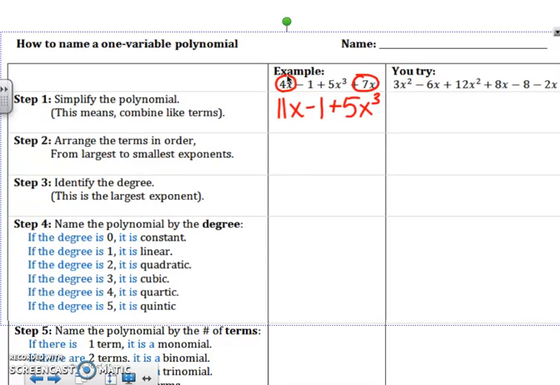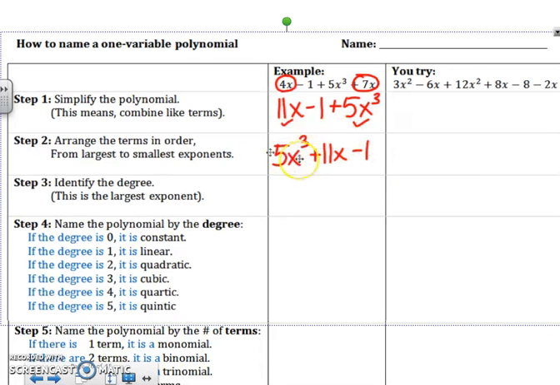The second step is you need to arrange them in order from the largest exponent to the smallest exponent. So the number with the largest exponent is this 5x cubed. So I'm going to write that first. Okay, so I've used that term. The next smallest exponent would be this 11x. And so since it was a positive, I'm going to assume that's a positive 11x. So I've used that one. And then a negative 1 is just a constant number, so that's going to go at the end. Okay, so if you do not have any variables with a number, that is always going to be at the end because it's just a constant.